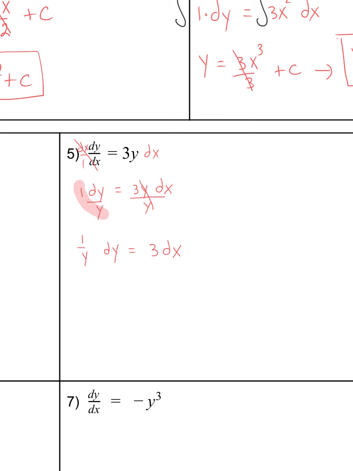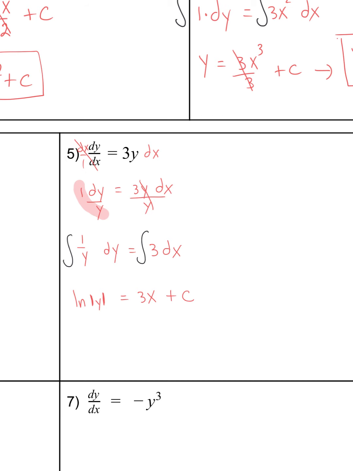So there my variables are separated. Now we integrate both sides. The antiderivative of 1 over y, that's our flashcards. We get ln, absolute value of y. And on the right, the antiderivative of 3, of course, is 3x to the first, plus c.